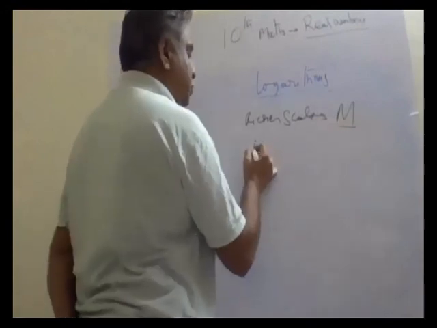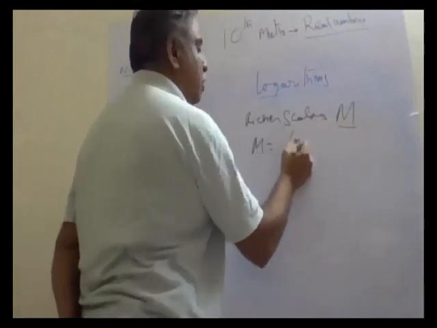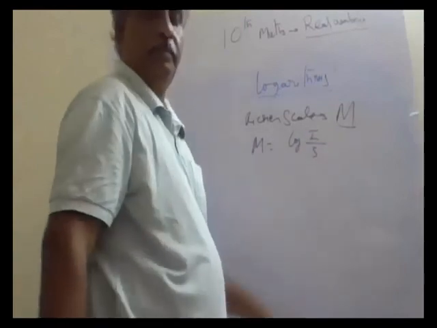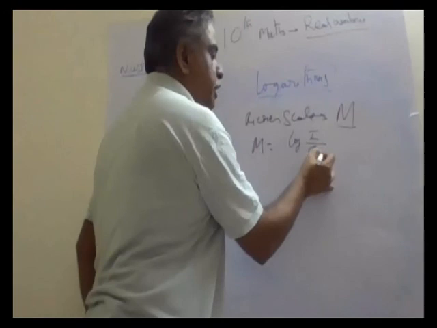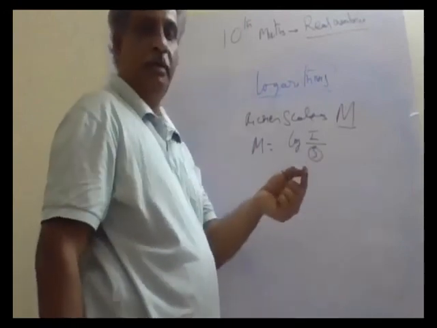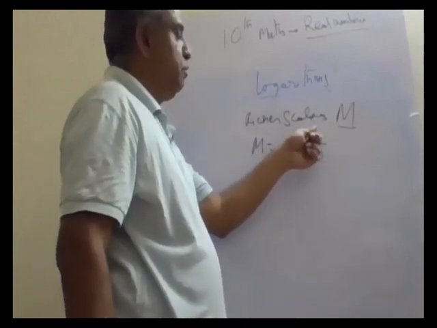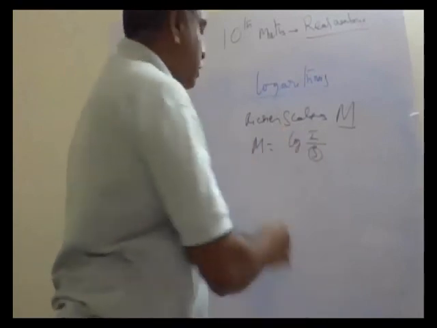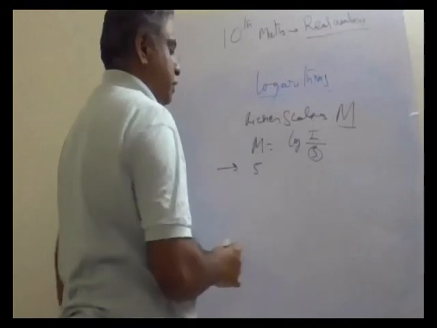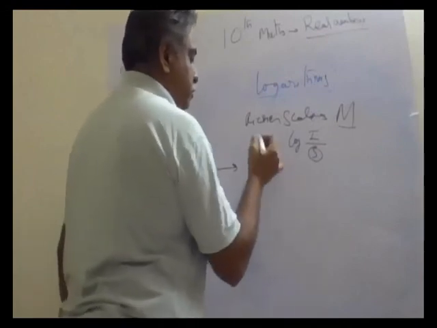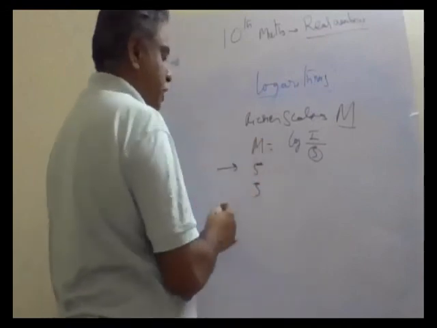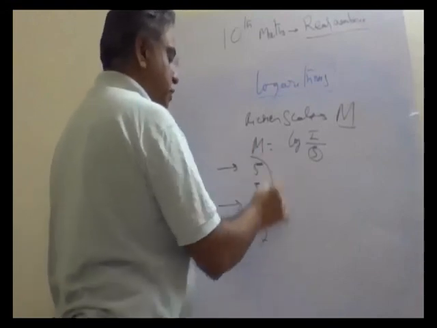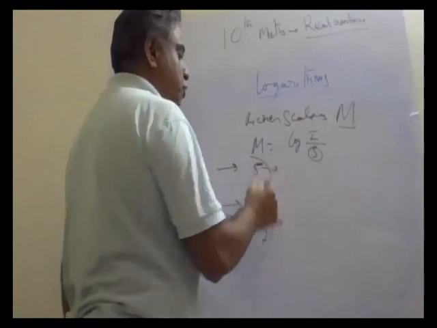Magnitude is defined as the log of intensity by a standard. A small tremor has been taken as the standard, and how many times the intensity is more than this tremor is what is measured. We hear Richter scale 5, Richter scale 3, somewhere it is 6.5, somewhere it is 7. This is what we get in the news. That means how much more intense it is.